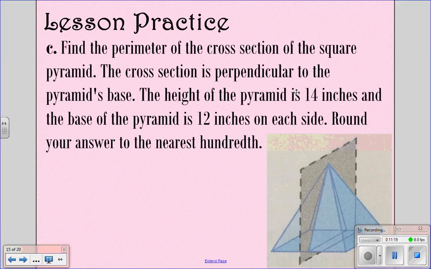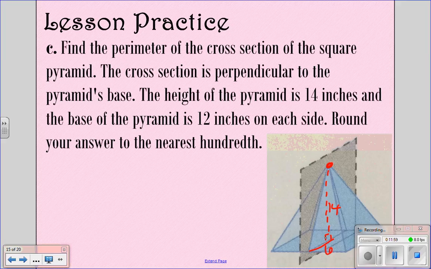Looking at C, find the perimeter of the cross section of the square pyramid. So it tells us it's perpendicular to the pyramid's base. This is the figure that we were kind of looking at earlier, where we were supposed to find the area, and I accidentally found the perimeter. So that's the figure that you would be looking at. The height of the pyramid is 14, so that means going from here, coming down is a 14. Makes a right angle there. And then the base length is 12. So this total part here is 12. So this part here is a 6.